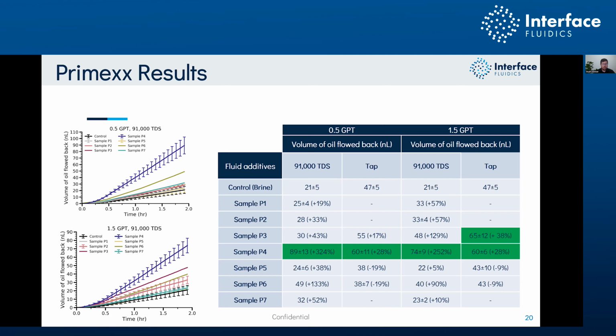And so this product, sample P4, is producing more oil in a produced water scenario than any other product. And so Primexx made the decision to switch from what they were previously using, which was sample P1 at 1.5 GPT, to sample P4 at 0.5 GPT.